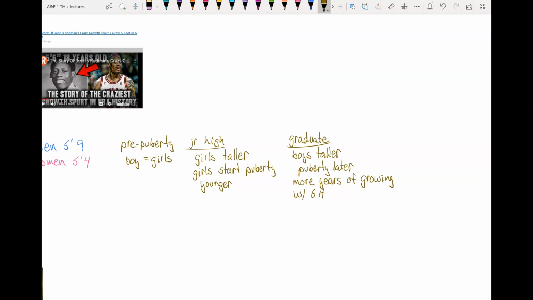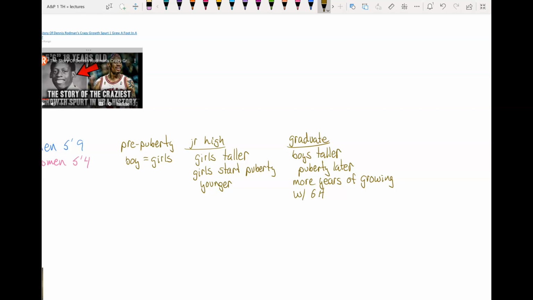So there is a correlation between the later you start puberty, the taller you end up being. And kids who start puberty young end up being shorter as adults because they have less years with growth hormone to lay that foundation for their height.